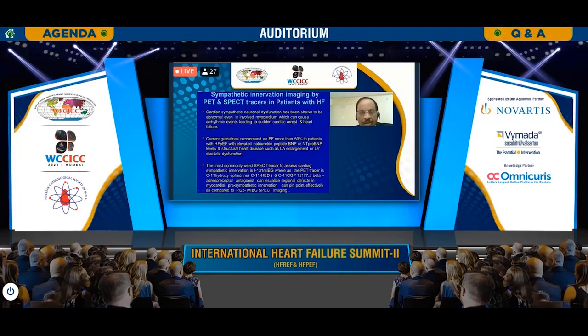So what are the SPECT and PET tracers in patients with heart failure? Cardiac sympathetic neuronal dysfunction has been shown to be abnormal even in involved myocardium, which can cause arrhythmic events leading to sudden cardiac arrest and heart failure. Current guidelines recommend an ejection fraction more than 50% in patients with HFpEF, with elevated natriuretic peptide BNP or pro-BNP levels and structural heart disease detection such as left atrial enlargement or LV diastolic dysfunction.